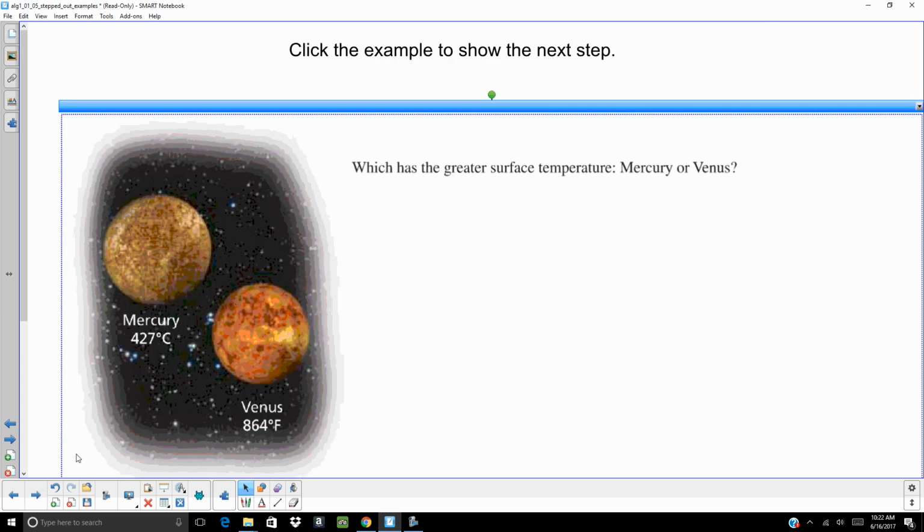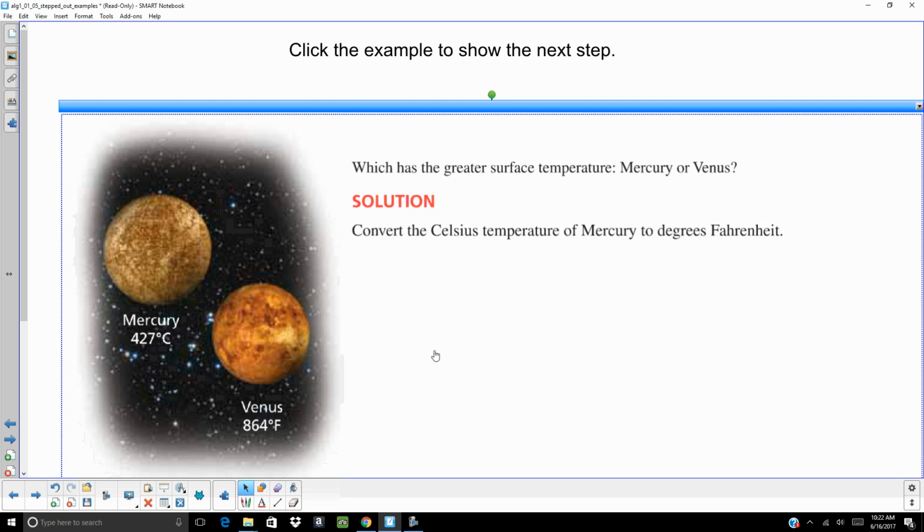So let's take a second and apply that. Which has a greater surface temperature, Mercury or Mars? Well, you have to look at this real carefully, because if you look at it too quickly, you're going to go, oh, that's super easy. But then you notice, hey, one's in degrees Celsius, one's in degrees Fahrenheit. In order to compare, they need to be in the same units. So we're going to convert the Celsius of Mercury to degrees Fahrenheit.